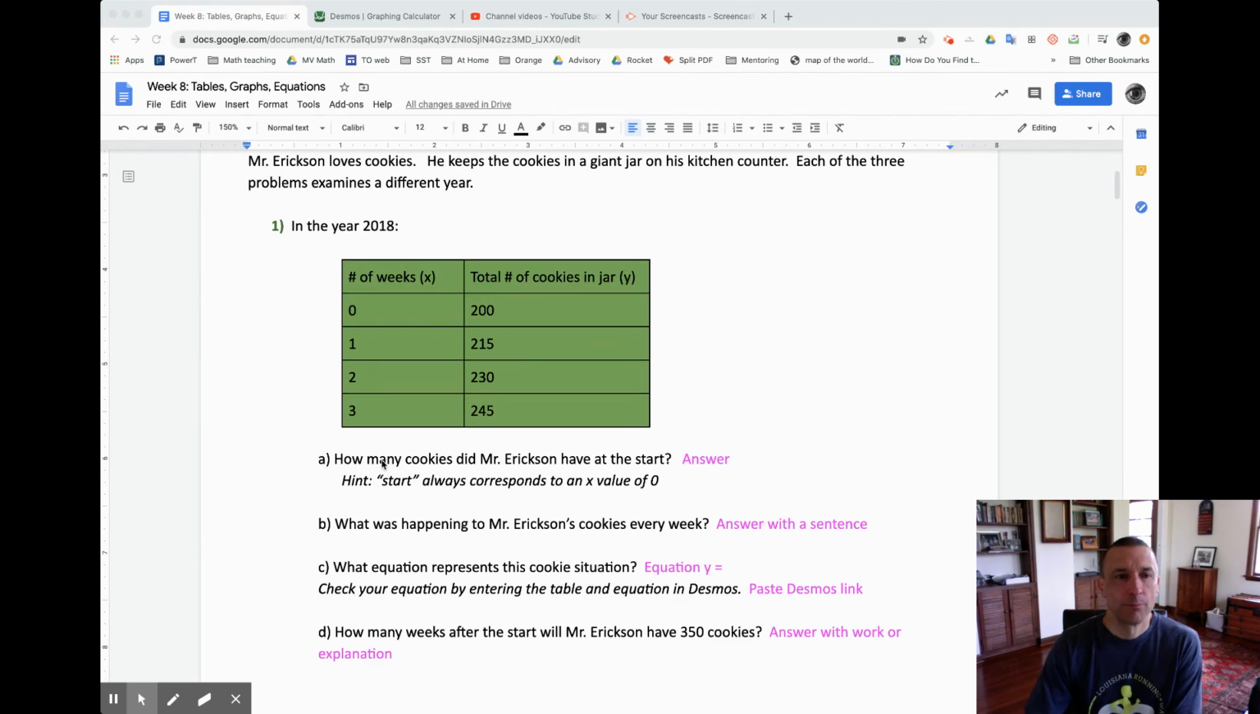The variable y is going to represent the total number of cookies in the jar. First question, how many cookies did Mr. Erickson have at the start? Start in a table always corresponds to an x value of 0. So in week 0, how many cookies did I have?